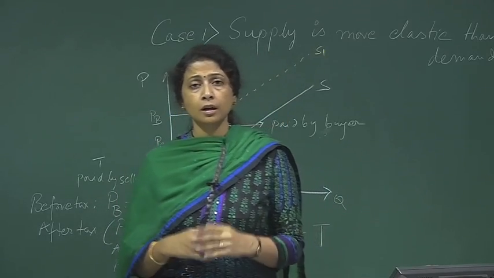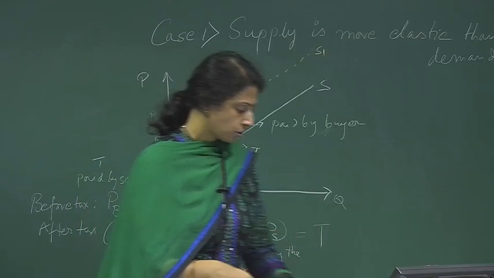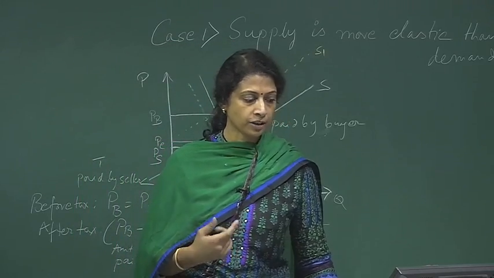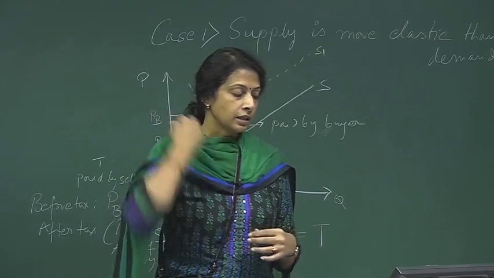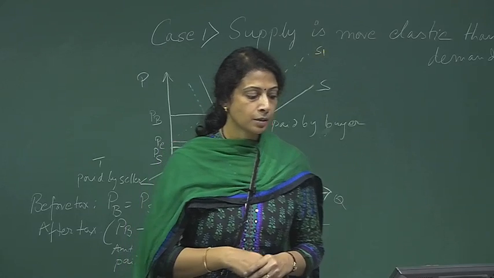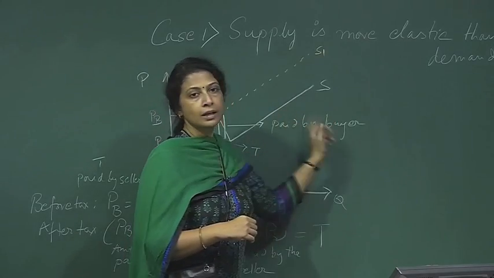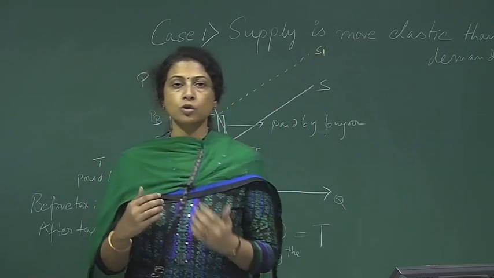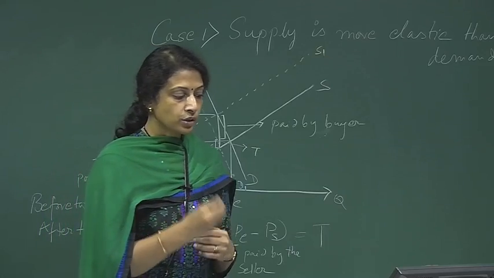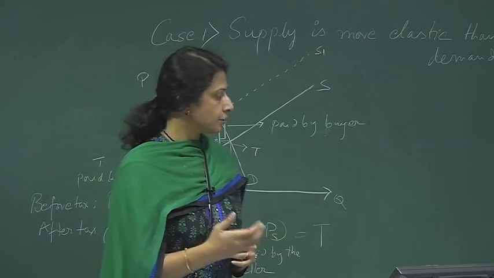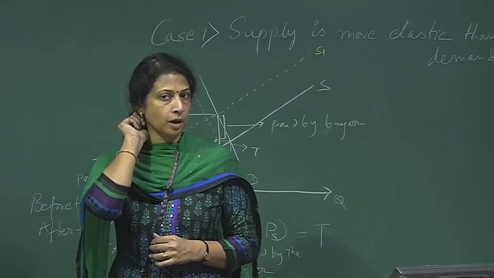But what is the intuition behind it? Why does it happen this way? I'm sure many of you have already figured that out, or the logic would be working in your brain already, that supply is more flexible. So when supply is more elastic, that means that supply is more flexible, and so it is easier for suppliers to leave the market than consumers.